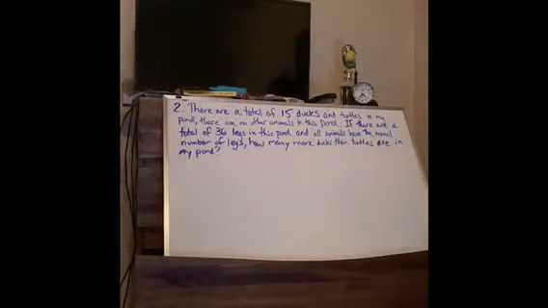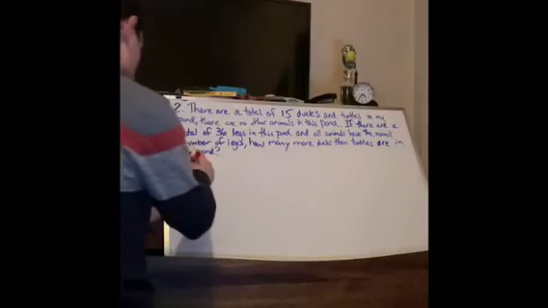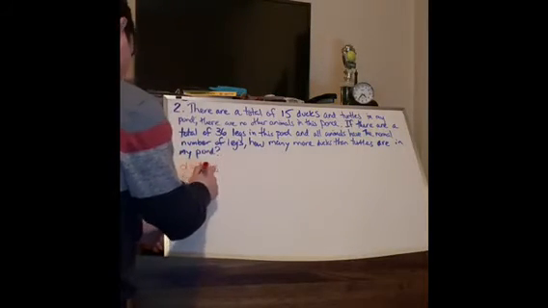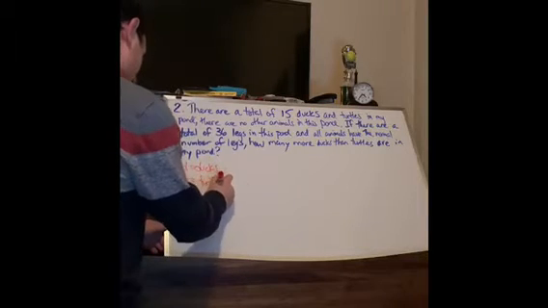So there are a total of 15 ducks and turtles in my pond. There are no other animals in this pond. If there are a total of 36 legs in this pond and all animals have the normal number of legs, how many more ducks than turtles are in my pond? And yes, I really do have a pond. No, I am just kidding. So this is just a system. Because we have ducks and turtles, we will let D equal ducks, T equal turtles. And I think you can kind of see where this is going.